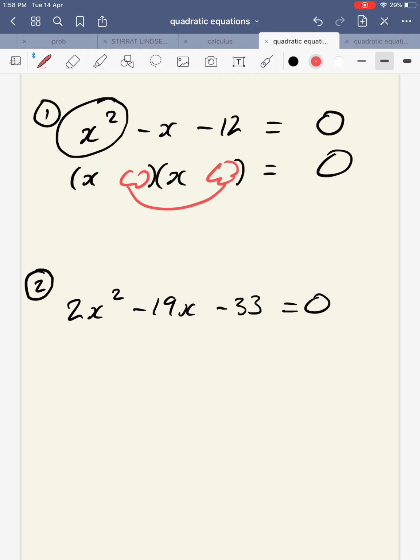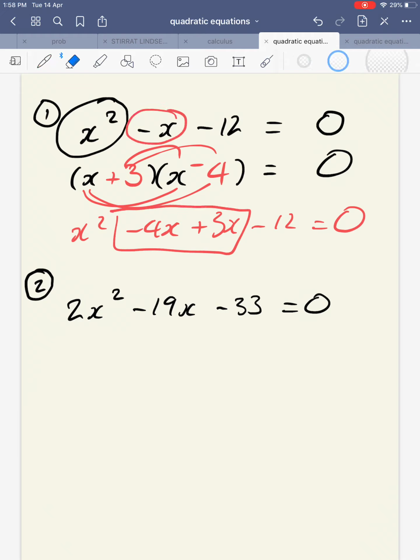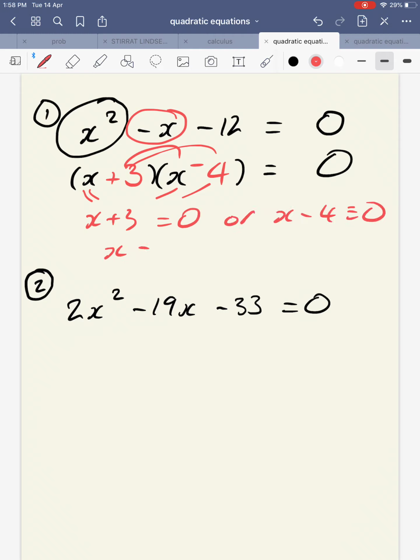Now I'm pretty sure that it's 4 times 3. And I think it's negative 4 times positive 3, because when you expand, it gives you x squared minus 4x plus 3x minus 12 equals 0. And can you see that this becomes the minus 1x that you actually need, okay? So I don't need splitting the middle term if I've just got x squared. So therefore we get x plus 3 equals 0, or x minus 4 equals 0. Solve: x equals minus 3, or x equals 4.